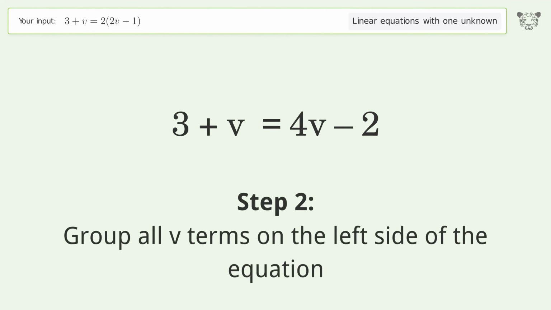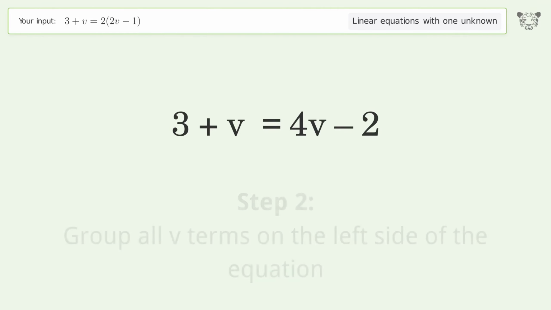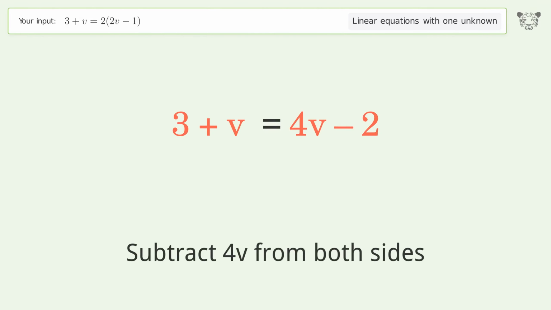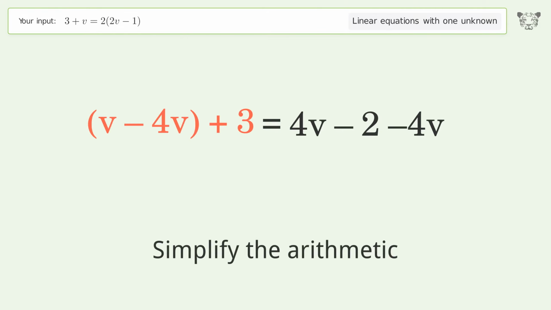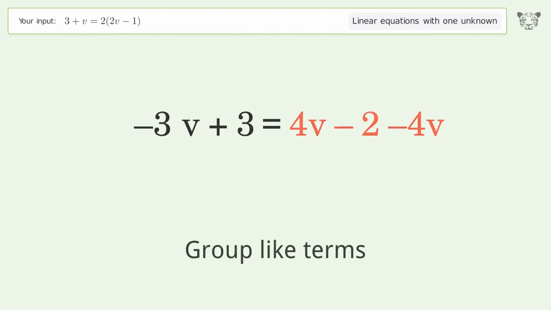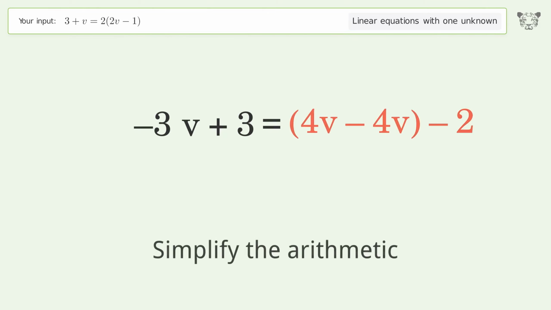Group all v terms on the left side of the equation. Subtract 4v from both sides. Group like terms. Simplify the arithmetic. Group like terms. Simplify the arithmetic.